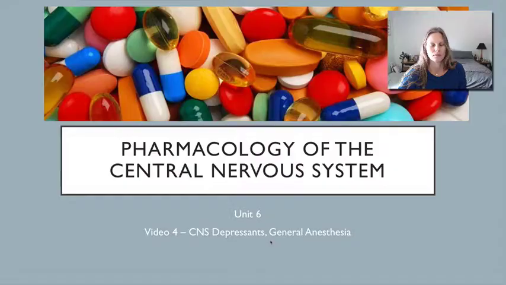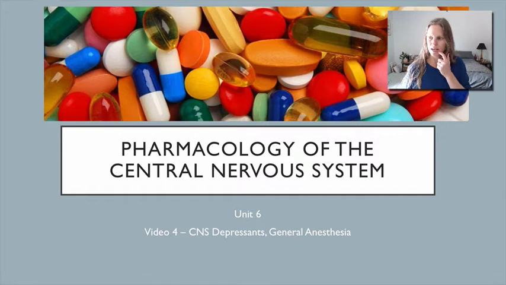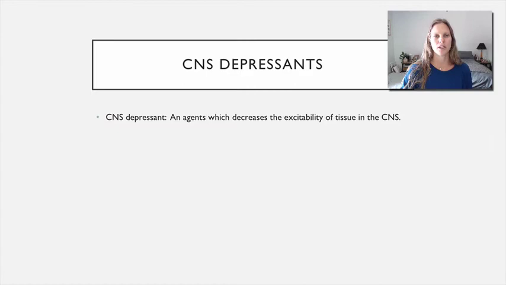All right, I'm back. This time it is to talk to you about central nervous system depressants and potentially general anesthesia, depending on the length of the video. So we've covered stimulants, we've done some overview, and now we're moving into a discussion on central nervous system depressants. In this context, we're looking at drugs that do not act selectively, but instead they inhibit the entire central nervous system. That's essentially what these agents are going to do. They're going to decrease the excitability of the tissue in the central nervous system.